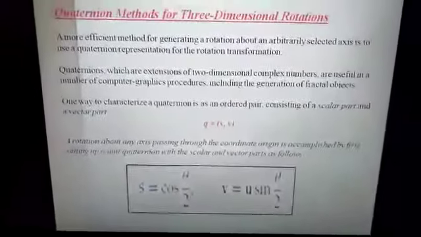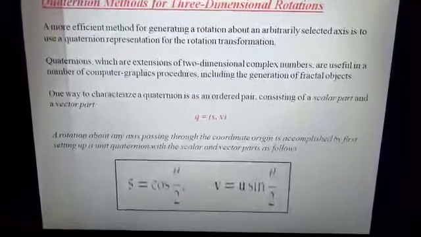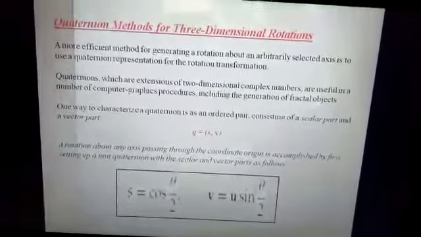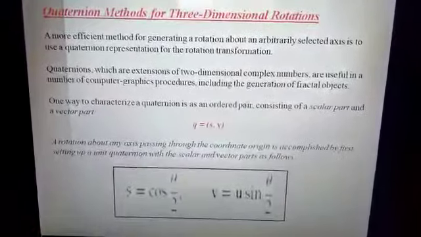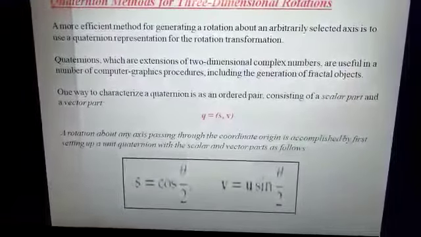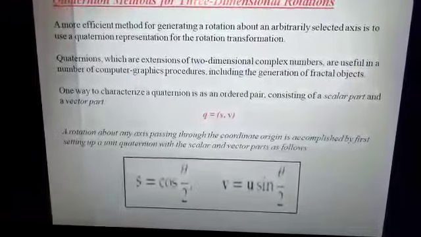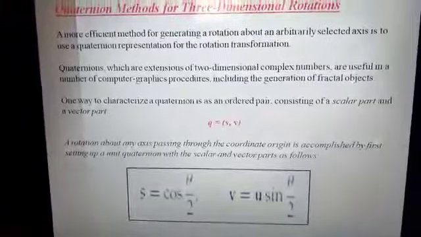So the next topic we have is quaternion methods for three-dimensional rotations. What is a quaternion? It is a more efficient way of generating a rotation about an axis, using numbers of the complex kind, in the form of real numbers and so on. It includes sometimes complex numbers, etc.